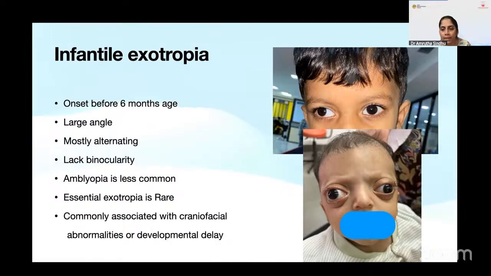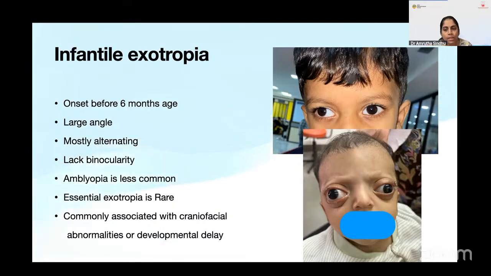If you observe the parent, either father or mother might be having an outward deviation, but the more common one is these exotropias are commonly associated with some kind of developmental delay, like this child who is having a craniofacial abnormality, like a Crouzon syndrome, where you can see shallow orbits causing a pseudo proptosis with an outward deviation, exotropia.